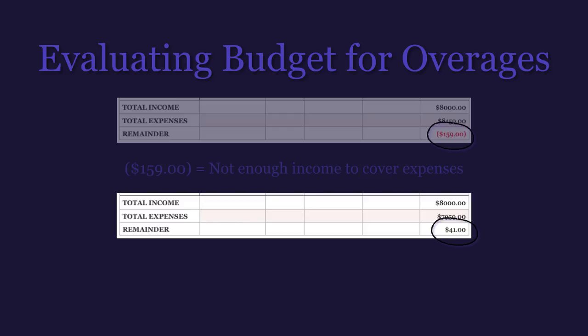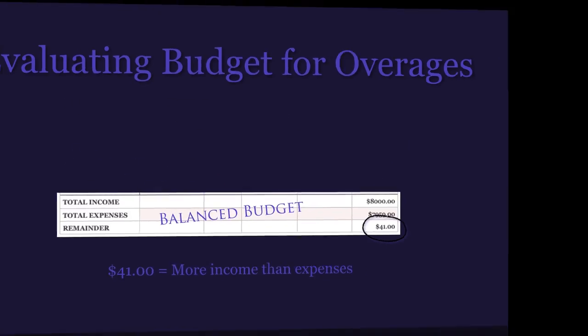What we want is there not to be a negative. So we want it to be black, no parentheses around it. We want it to be black, because what that means is there's more income than expenses. And that's basically a balanced budget, which is what we want before we move on with our month.